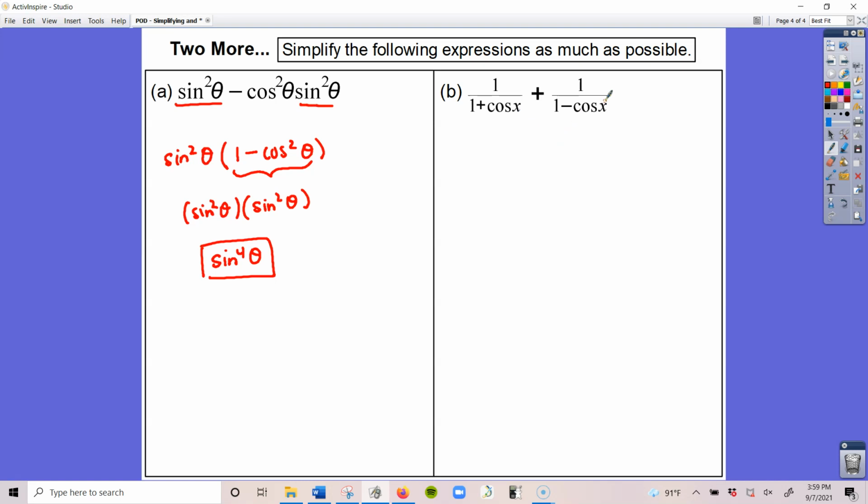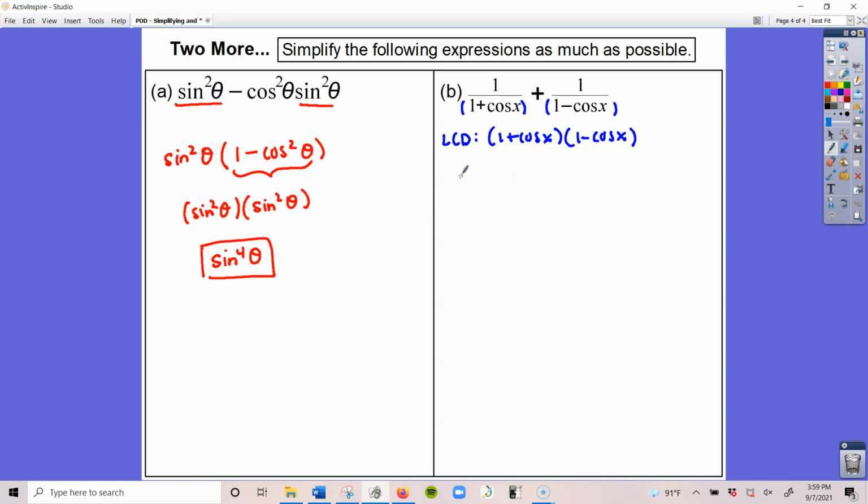Now this last one is a little special. We have 1 over 1 plus cosine x plus 1 over 1 minus cosine x. If we ever have a fraction plus or minus another fraction, we need the LCD, the least common denominator. Which, remember, if you can't figure it out, you just multiply those denominators together. But I'm not literally going to multiply it out right now. 1 plus cosine x and 1 minus cosine x would be my LCD.